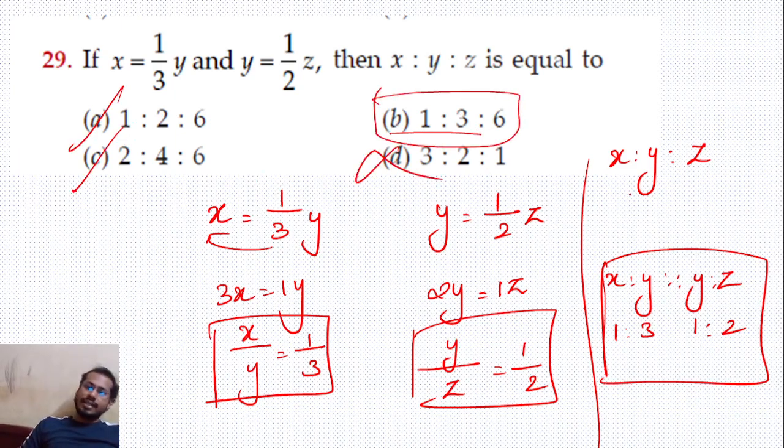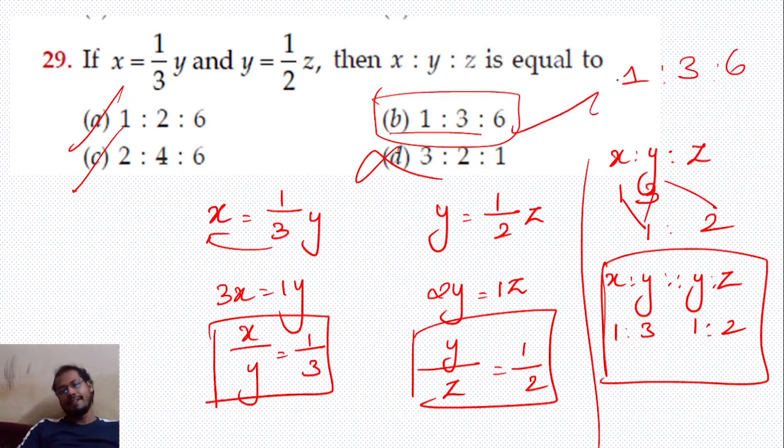But if you want the exact answer, look at this. 1 is to 3, 1 is to 2. So multiply this. 1 into 1 is 1. Okay, 1 into 3 is 3. Right? 3 into 2 is 6. This is the final answer. Option B is the right answer.